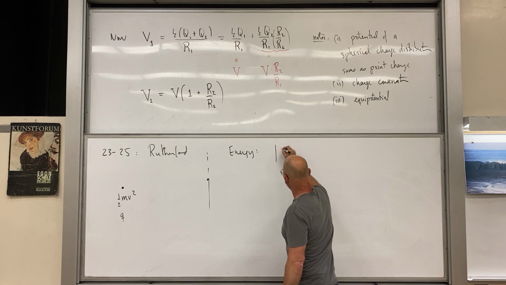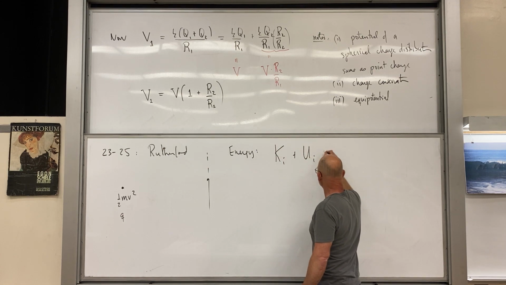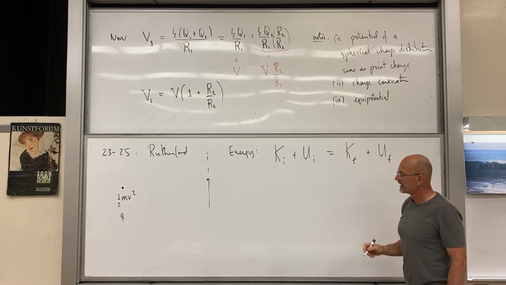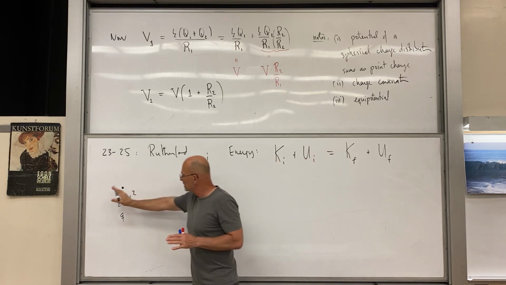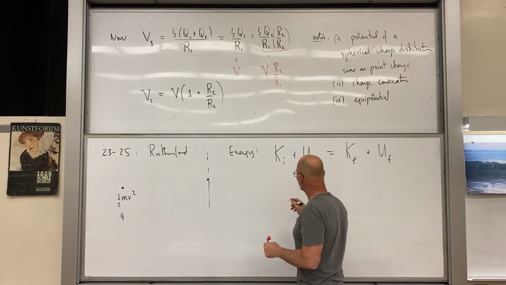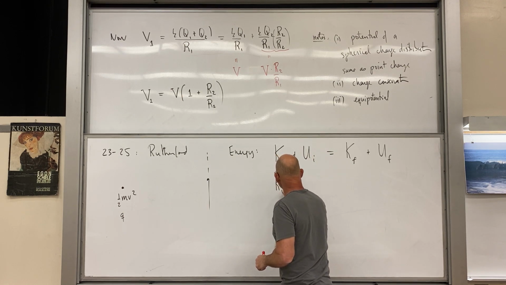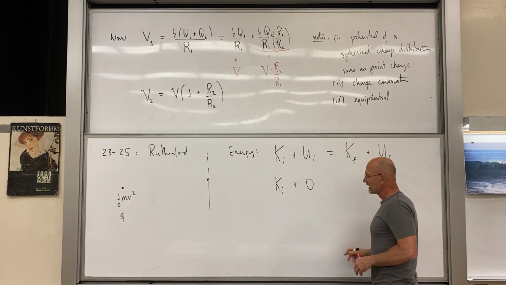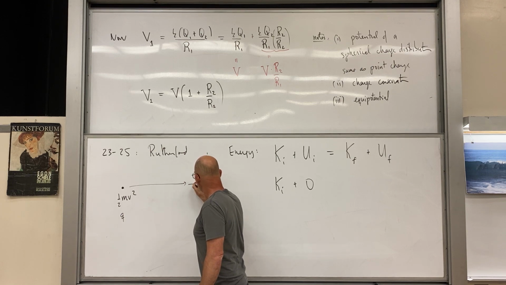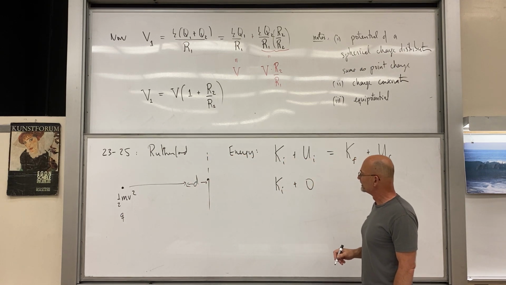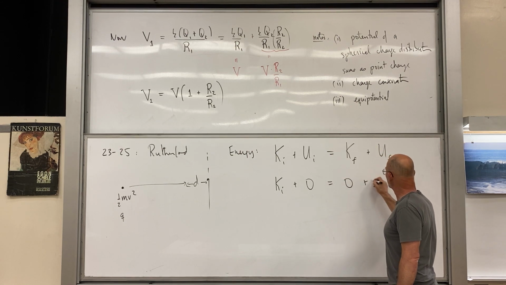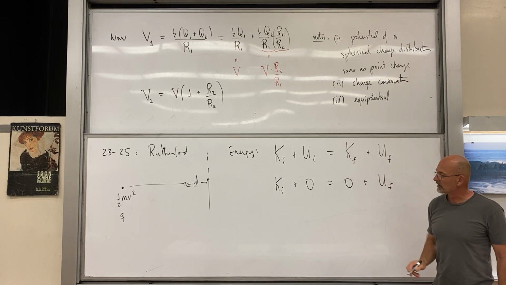So kinetic energy initial plus potential energy initial equals kinetic energy final plus potential energy final. But at the initial point, we're so far away that there is no potential energy. Potential energy vanishes, so what we have here is initial kinetic energy plus 0, and then the particle actually comes here and comes to a stop at distance d. And therefore, the final kinetic energy is 0. And so there's our equation.